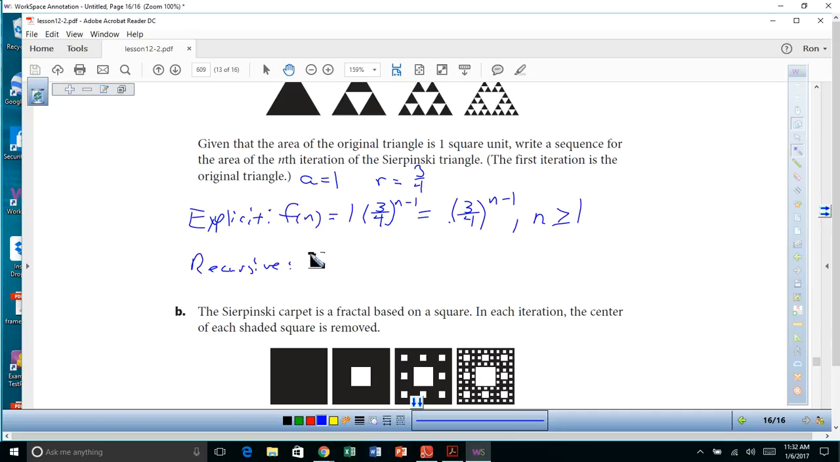The recursive would be f of 1 equals 1, and f of n equals 3/4 times f of n minus 1, provided that n is greater than or equal to 2. Not too bad.